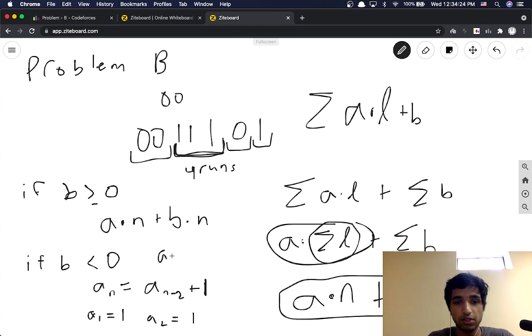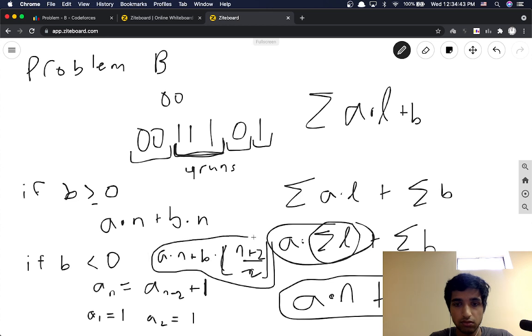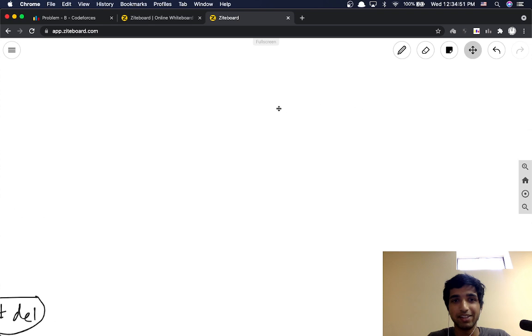So it turns out to be A times N plus B times, I think it's the floor of (n plus 2) over 2. So that's problem B. Sorry if my handwriting is really bad.